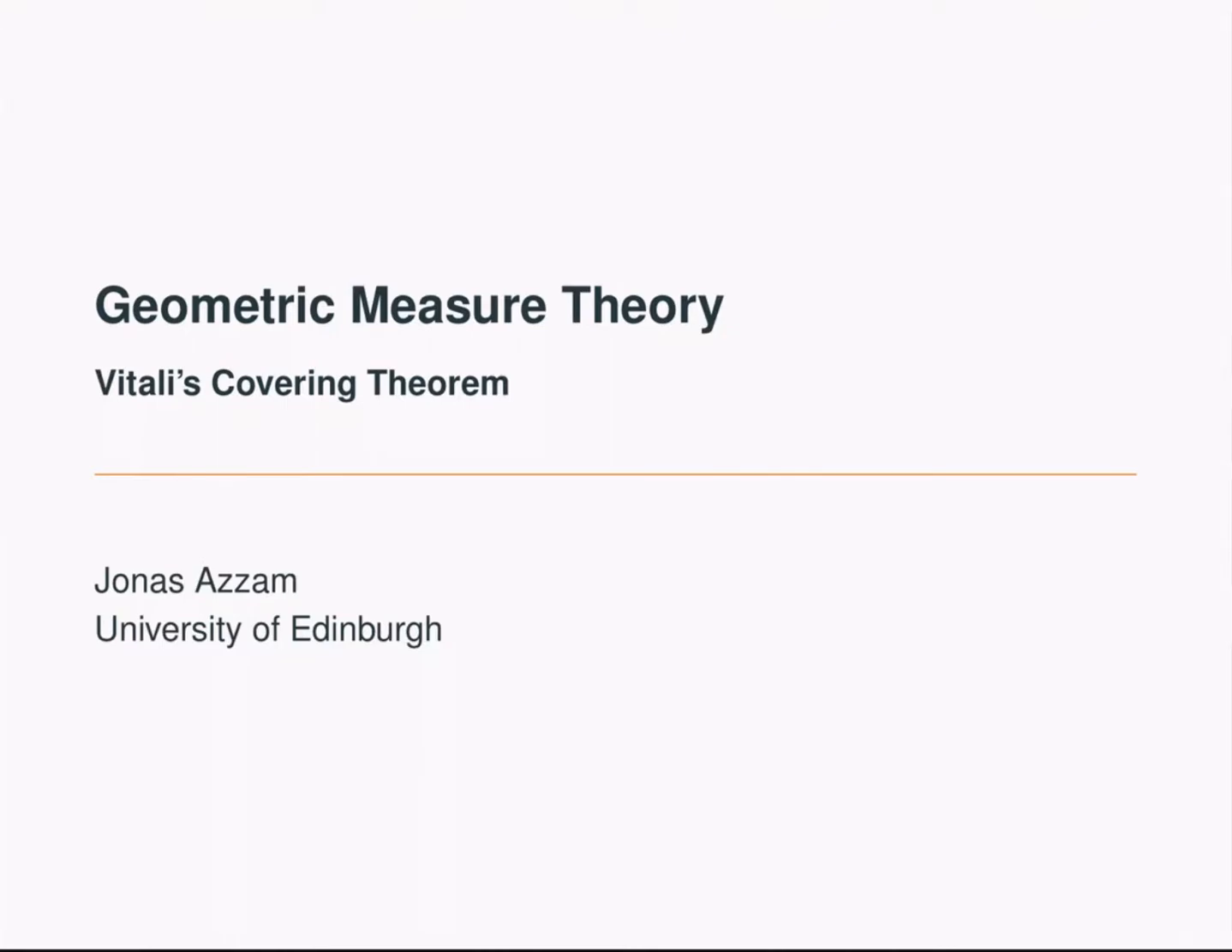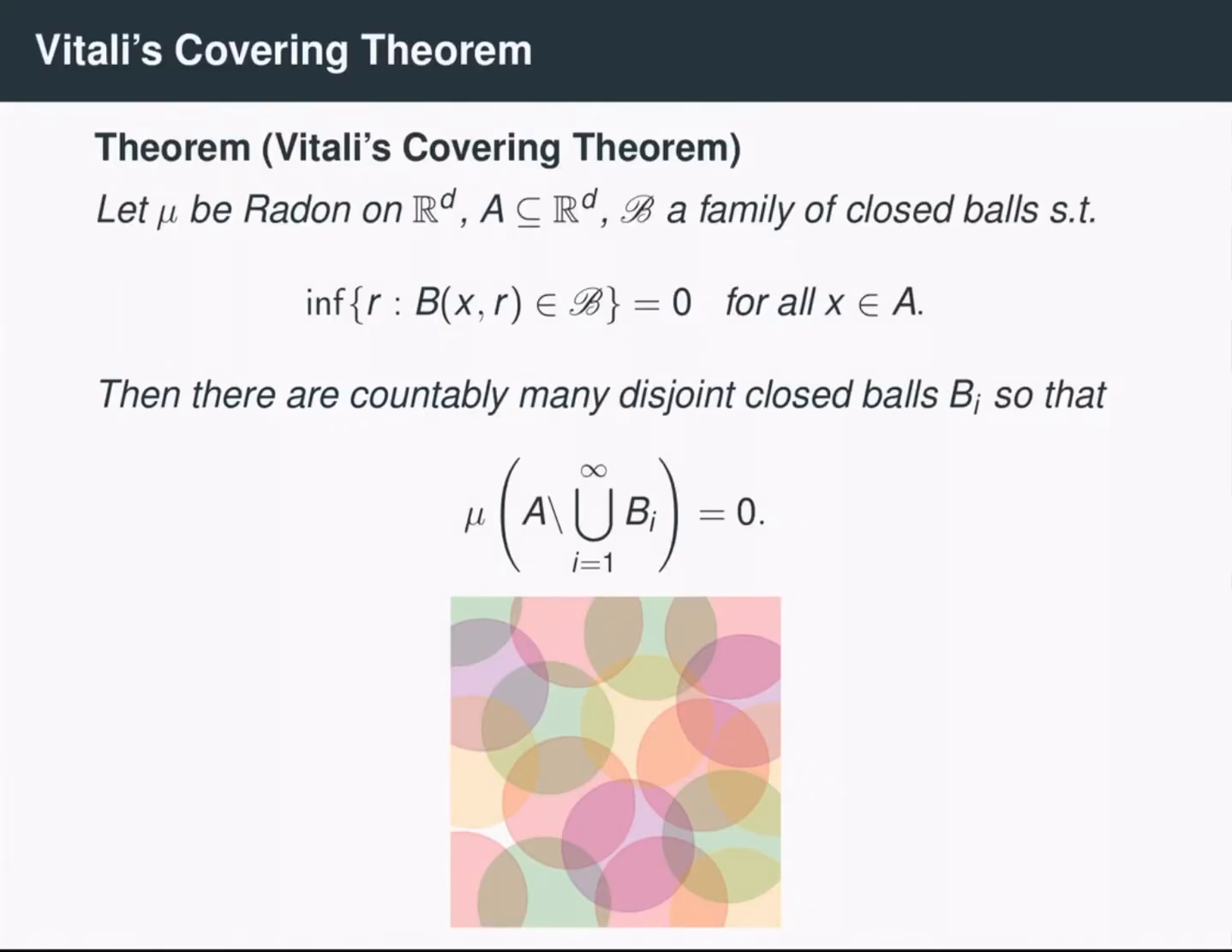Vitali's covering theorem gives us a way of effectively partitioning a set A using balls from a specified collection, so long as we're able to partition A up to a set of measure 0, and so long as the collection of balls that we're using is sufficiently large. More specifically, Vitali's covering theorem states the following.